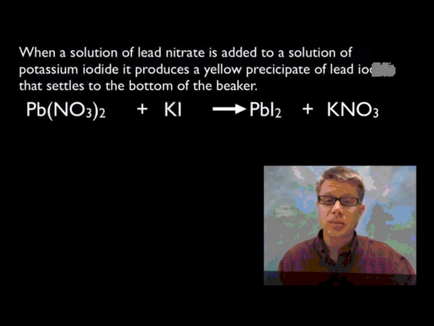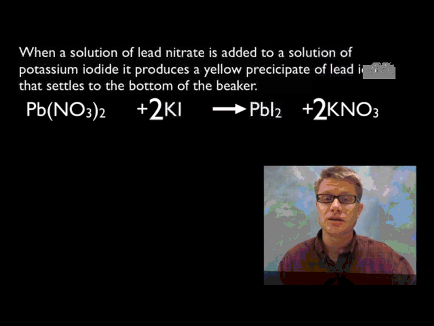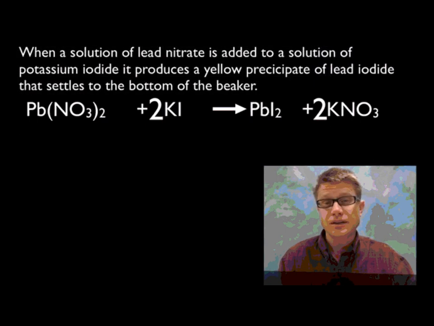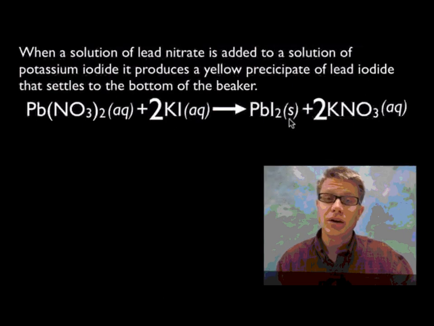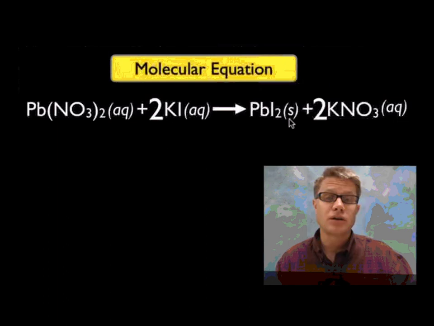Next thing I want to do is make sure that I balance it. I can see right here that I don't have enough iodine on the left side, so I could add a 2 there. Now I've got too many nitrates on the left side, so now I can balance it like that. I also have to write the state that it's in. Remember, those first two were aqueous, but this lead iodide is going to be a solid. And now I've got a nice molecular equation.